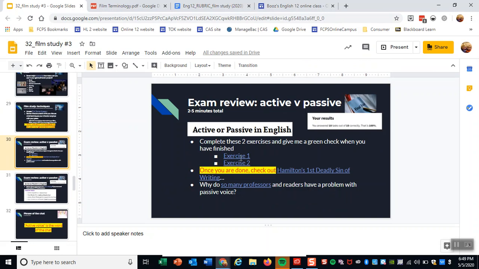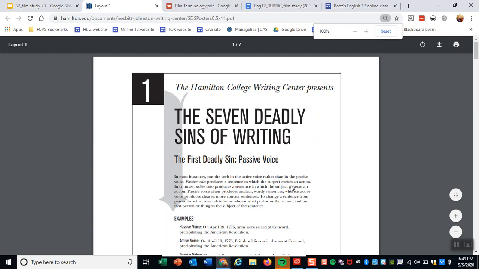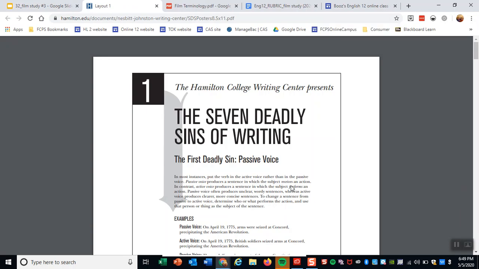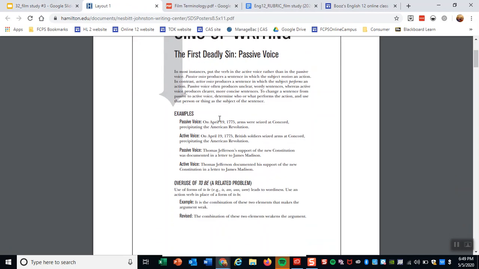There are 2 exercises I'd like you to think about, but I'd really like you to think about why active and passive voice is something that's so problematic in writing. This is Hamilton College, which is in New York, and they have 7 deadly sins of writing, the first one being the passive voice. You can just read a couple of these.